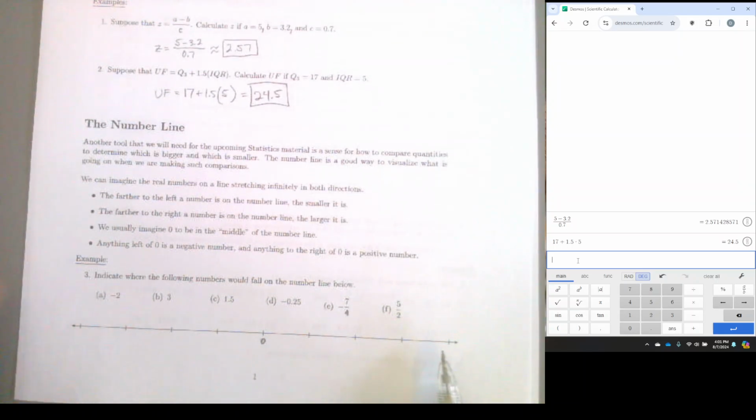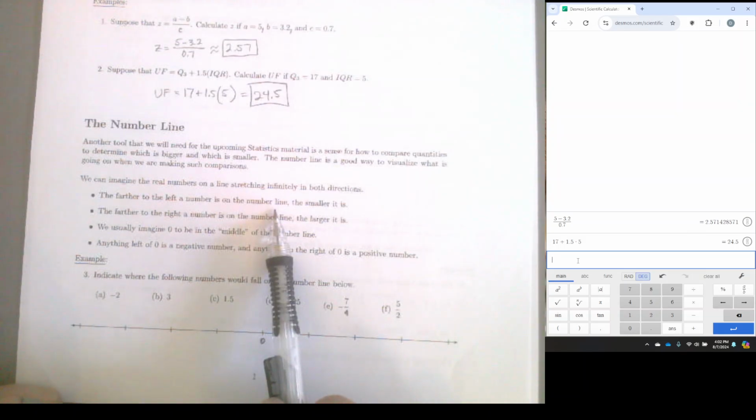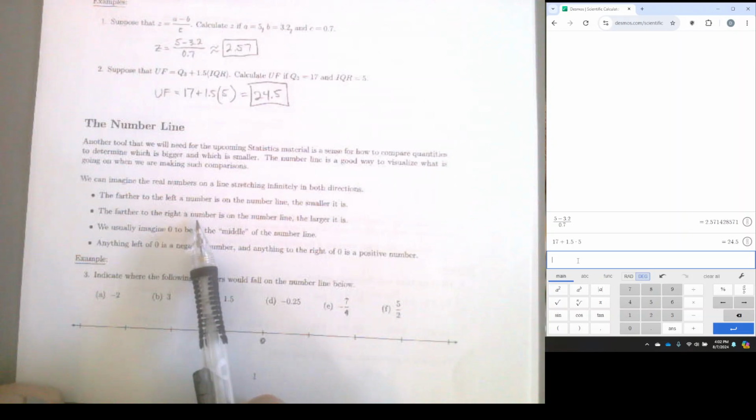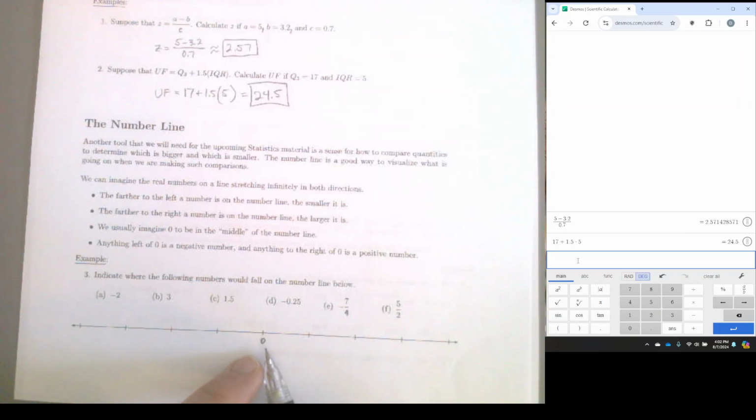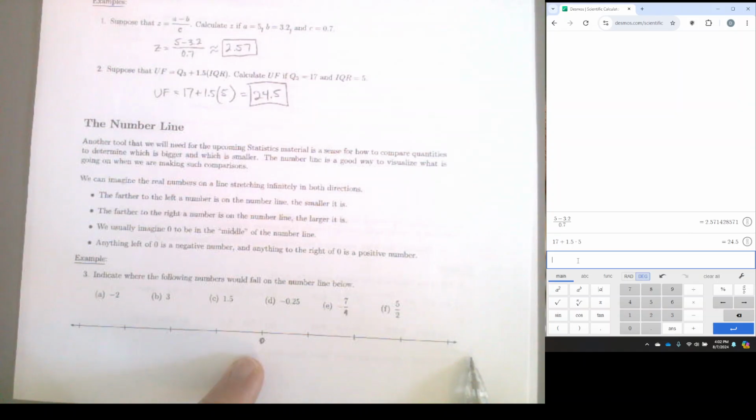So the number line is an imaginary line that we use to conceptualize the real numbers. The farther to the left a number is on the number line, the smaller it is, and the farther to the right a number is, the larger it is. We usually imagine 0 to be right in the center of the number line. Anything to the left of 0 would be a negative number, so this would be -1, -2, -3, and so forth. And anything to the right of 0 would be a positive number, so this would be 1, 2, 3, 4, and so forth.